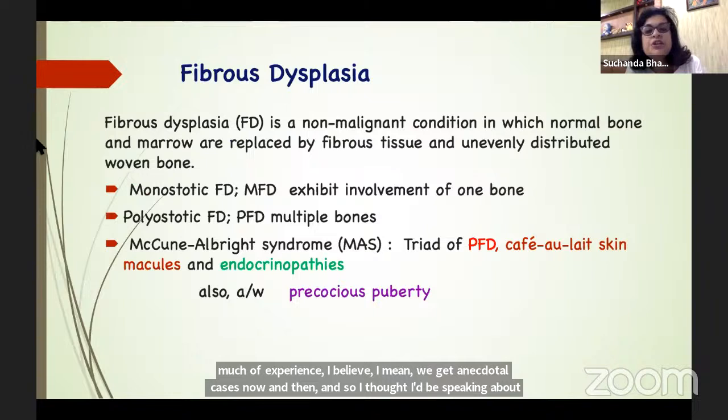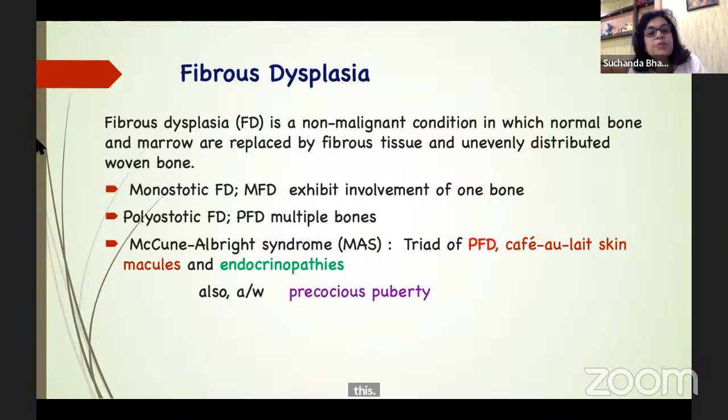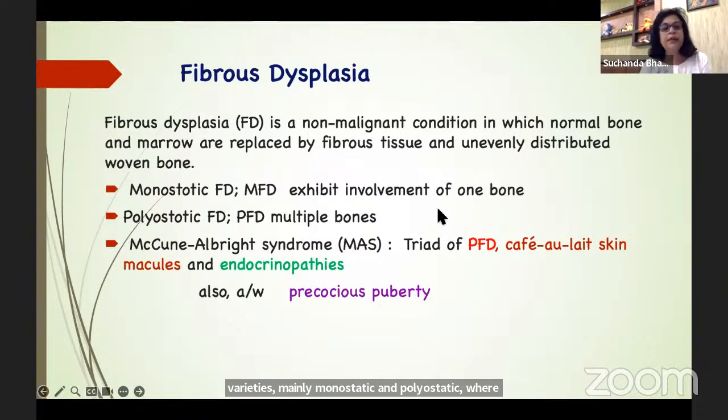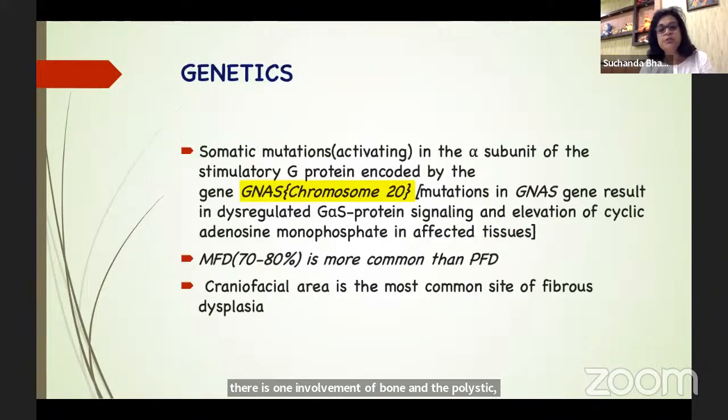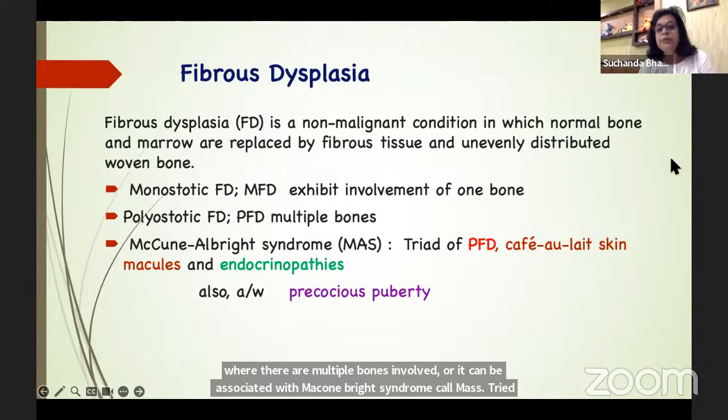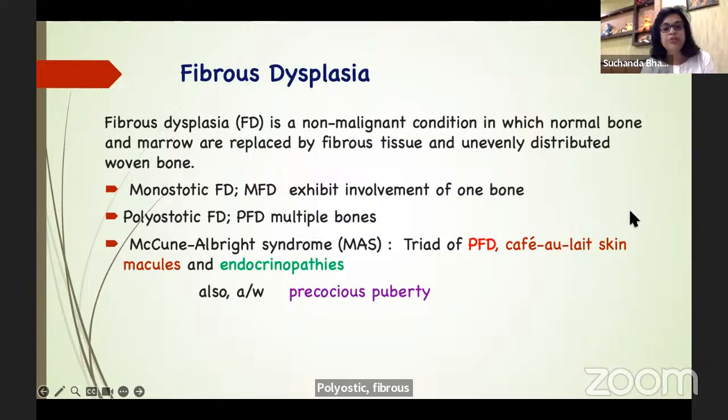Fibrous dysplasia is a non-malignant condition in which normal bone and marrow are replaced by fibrous tissue and unevenly distributed woven bone. There are two varieties, mainly monostotic, where there is involvement of one bone, and polyostotic, where multiple bones are involved. Or it can be associated with McCune-Albright syndrome, called MAS, a triad of polyostotic fibrous dysplasia with café-au-lait skin macules and endocrinopathies, most commonly associated with precocious puberty.